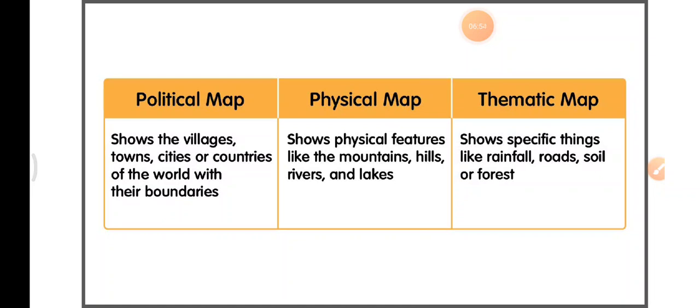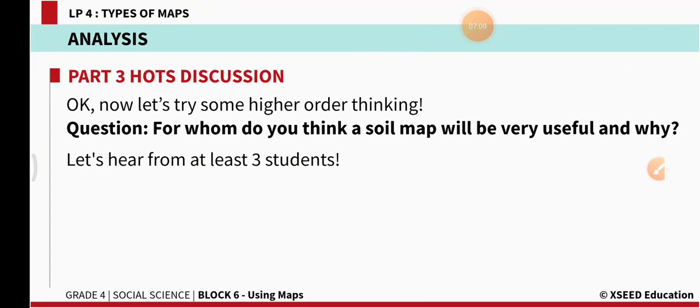A political map shows the villages, towns or countries of the world with their boundaries. A physical map shows physical features like the mountains, hills, rivers and lakes. A thematic map shows specific things like rainfall, roads, soil or forest. Right? Then let's move ahead.